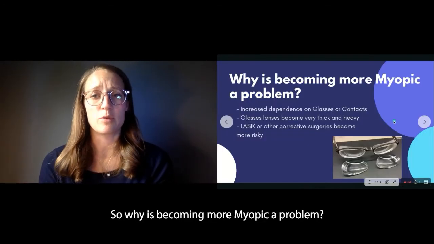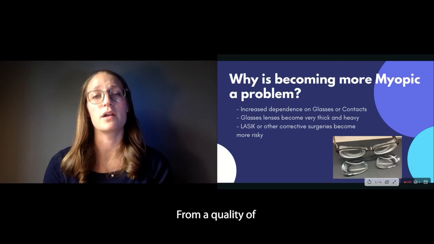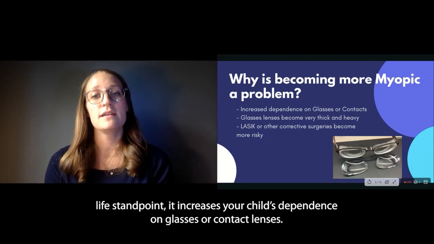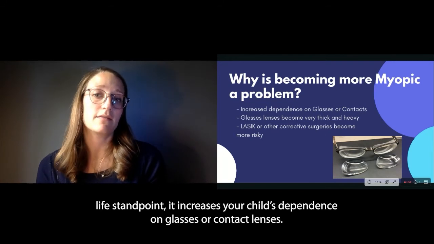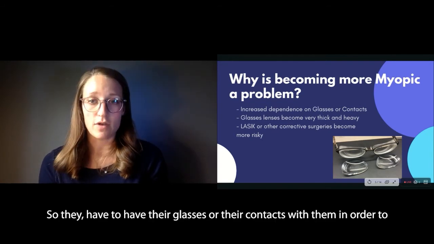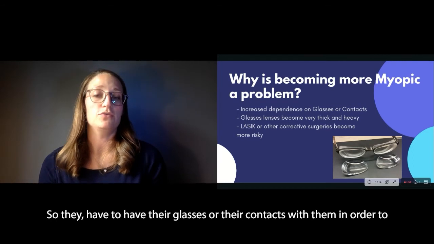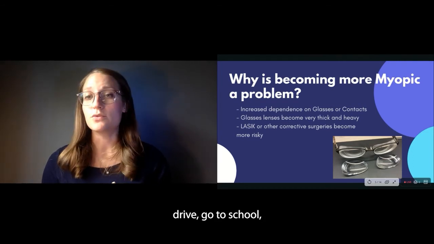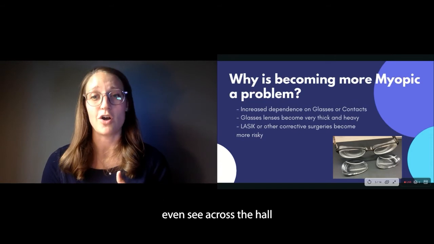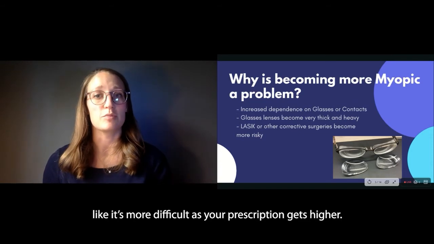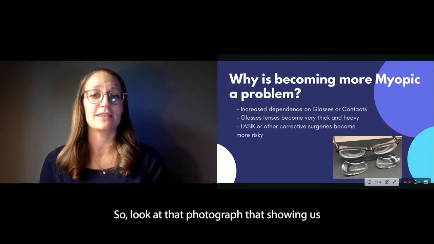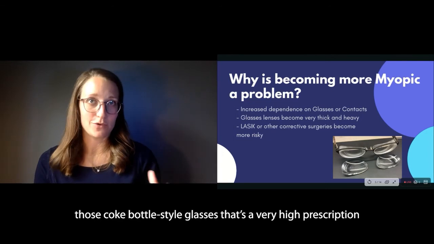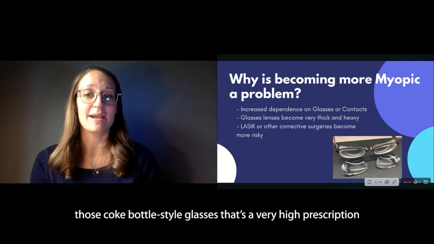So why is becoming more myopic a problem? From a quality of life standpoint, it increases your child's dependence on glasses or contact lenses. They have to have their glasses or their contacts with them in order to drive, go to school, even see across the hall. That gets more difficult as your prescription gets higher. And as the prescription gets higher, your glasses lenses get really, really thick and heavy. If you look at that photograph showing us those Coke bottle style glasses, that's a very high prescription.